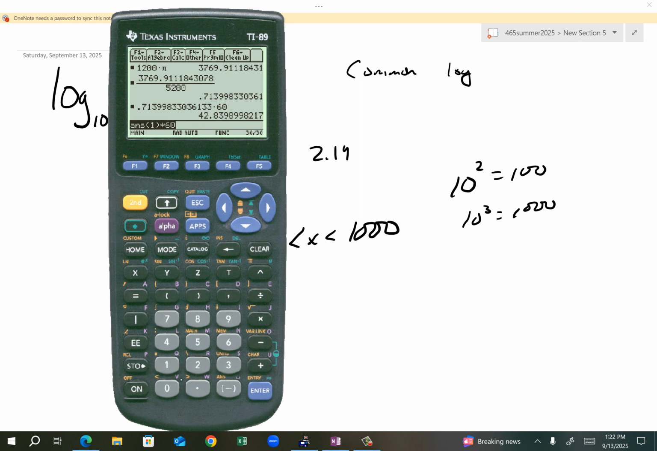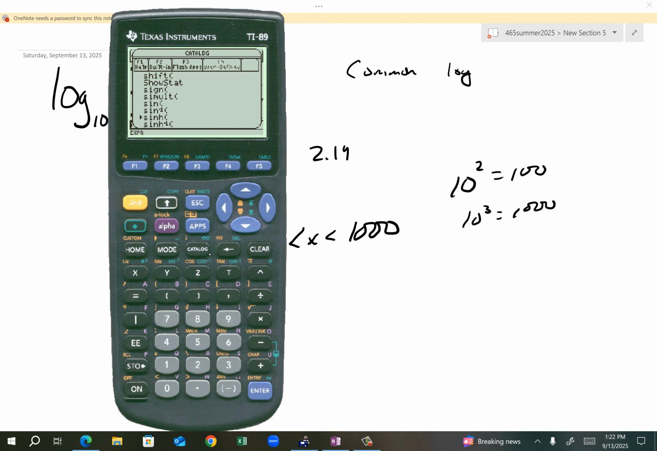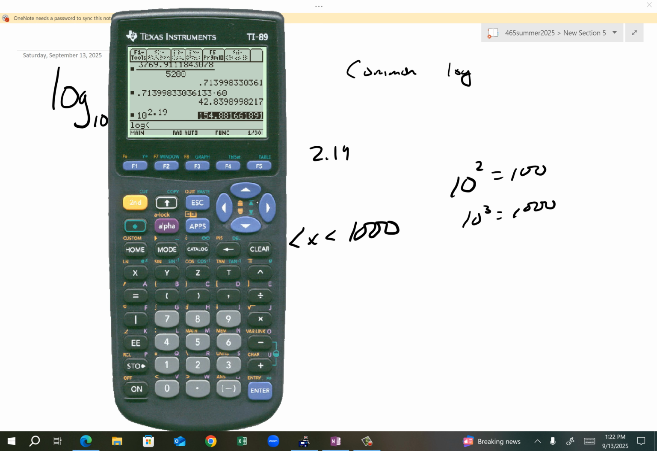So if I just do 10 to the 2.19, I get 154. And of course, this calculator doesn't have a button for log. It kind of does. You have to go into catalog, which is right there, and if you hit the L button, you can come down and find log. The log of 154 is 2.19. Yay! That's all that is. We know that to be true.